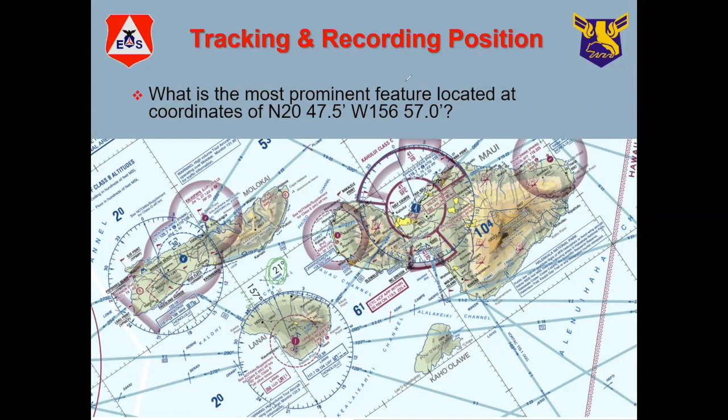And then we're looking at west 156 degrees, 57 minutes. So we know this is 157 degrees here. And because it's west, the numbers are getting larger as we go further west. 1, 2, 3, 57 minutes is here. So what feature is located at north 20 degrees, 47.5 minutes, and west 156 degrees, 57 minutes? It's Lanai Airport.